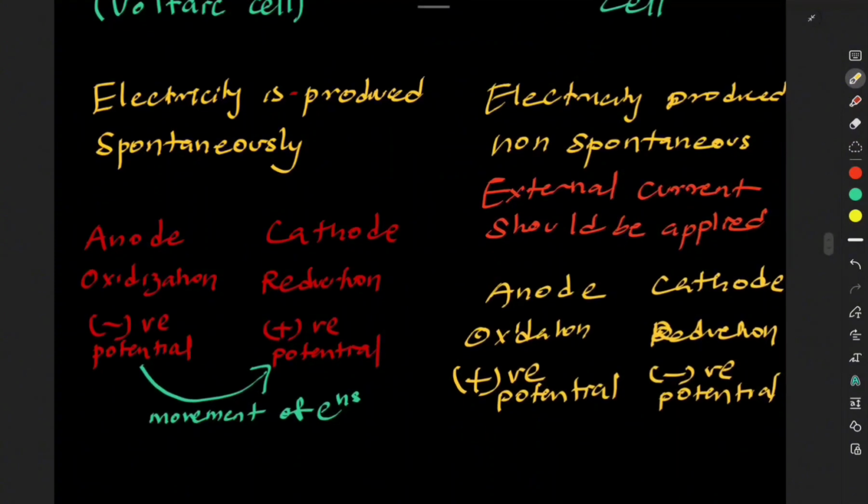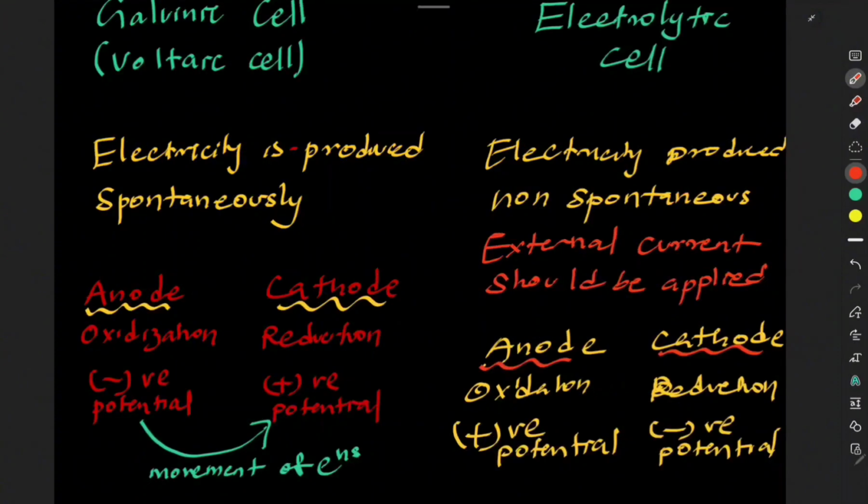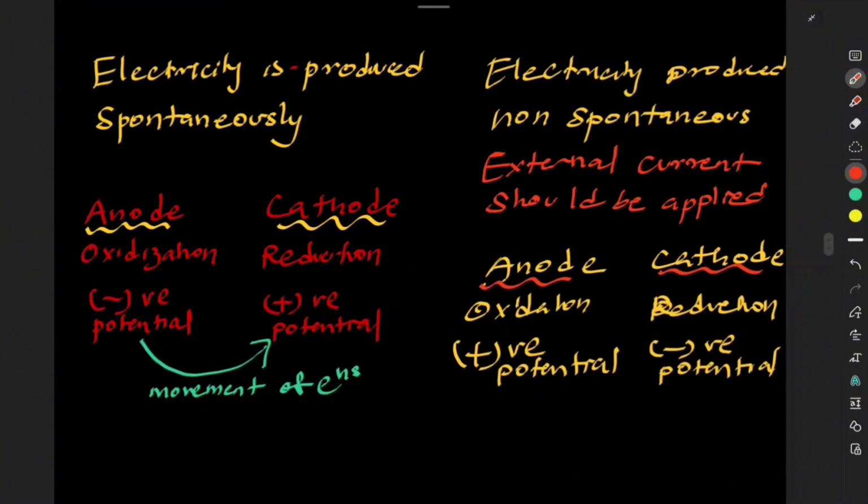And the difference between anode and cathode: in both, the anode undergoes oxidation and the cathode undergoes reduction, but the terminals are different. In a galvanic cell, the anode has negative potential and the cathode has positive potential, and electrons move from anode to cathode. In an electrolytic cell, the anode is positive and the cathode is negative.